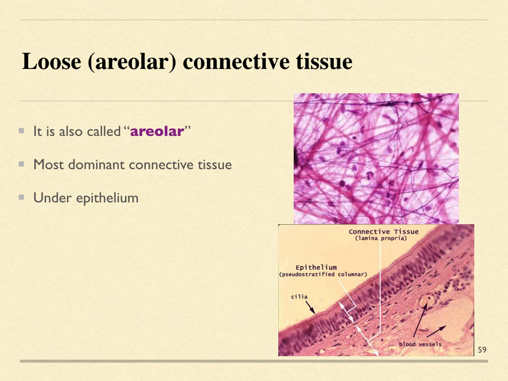This type of connective tissue is the most dominant type of the connective tissue, and you can find it under the epithelium, where the epithelium is connected to the underlying layers or structures by the loose connective tissue. So in brief, in the loose connective tissue we have got fewer fibers, less collagen, elastic, and reticular fibers, and here we have got more cells.